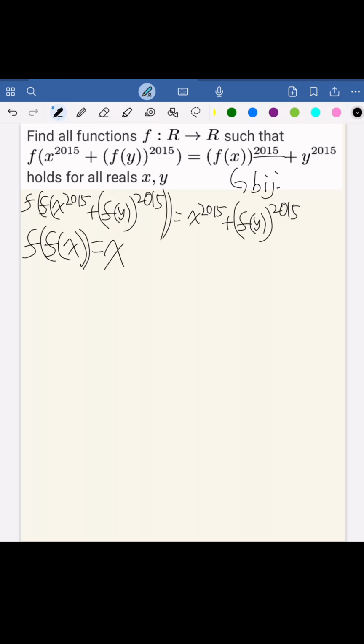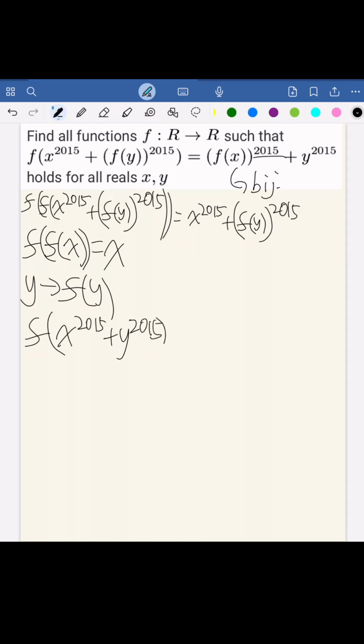We can just go and change y to f of y. So, y to f of y. Because this will allow us to change the left-hand side to f of x to the 2015 plus y to the 2015, which is pretty simple. And the right-hand side is actually just f of x to the 2015 plus f of y to the 2015.